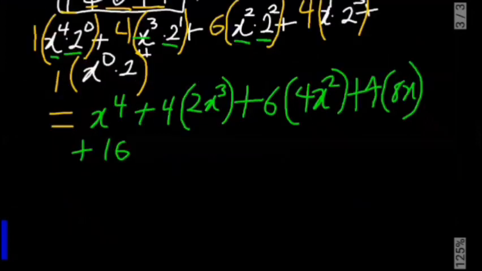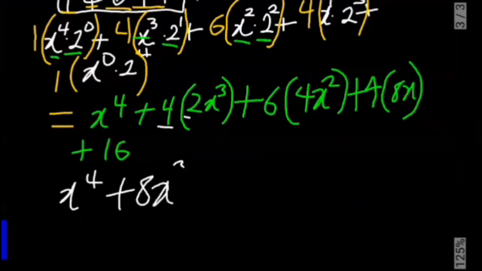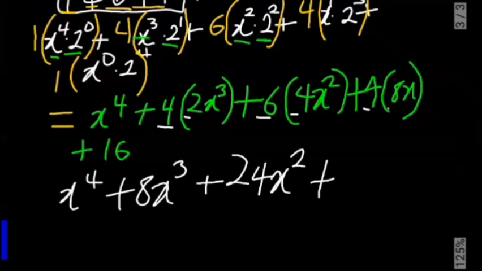From here we can get our answer. So we have x raised to the power 4, plus 4 times 2, we have 8x cubed, plus 6 times 4, we have 24x squared, plus 4 times 8, we have 32x, plus 16. So we have used the Pascal Triangle to expand this binomial expression.